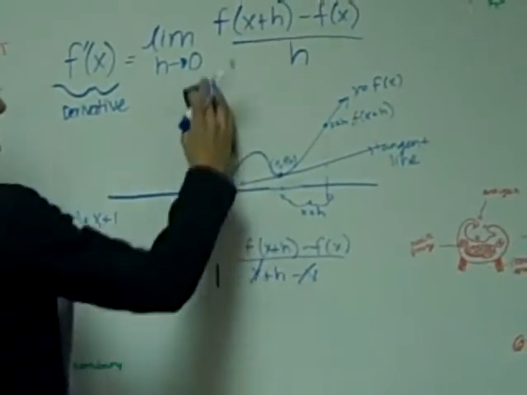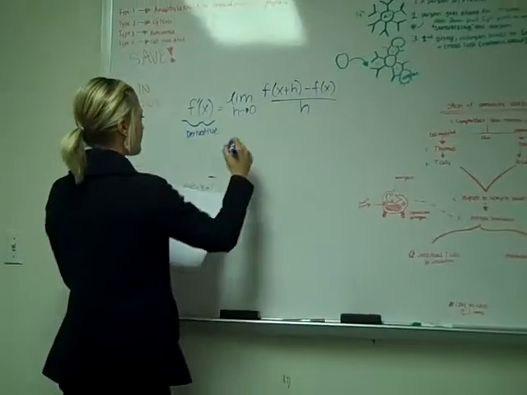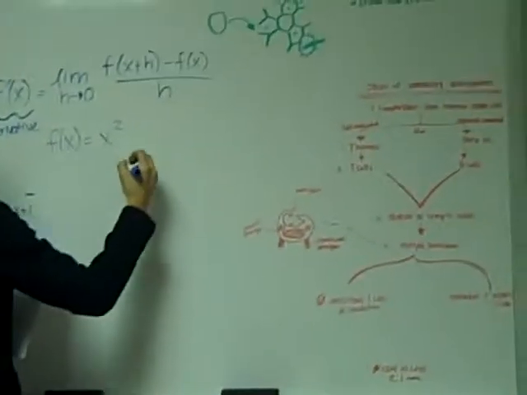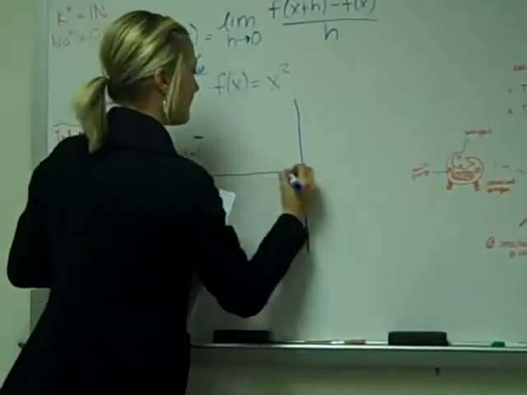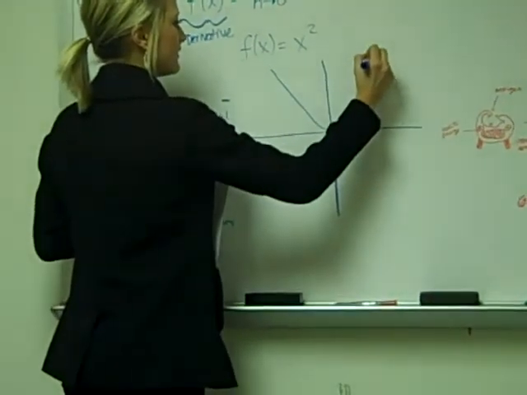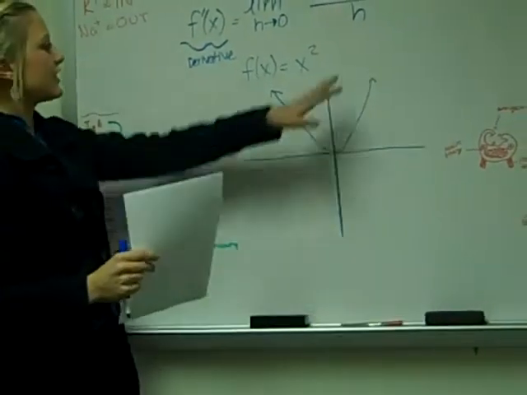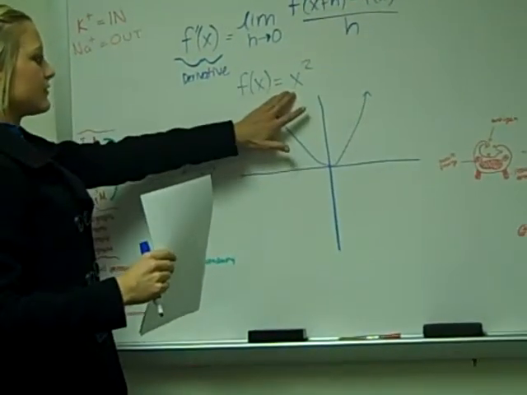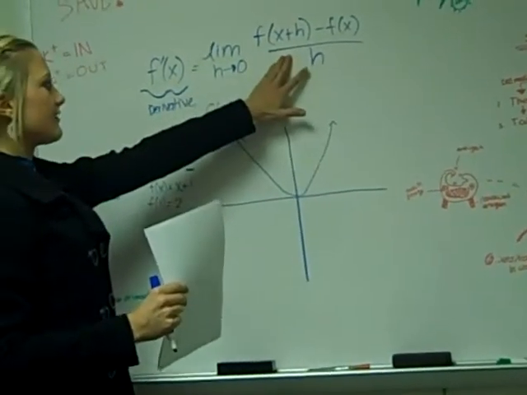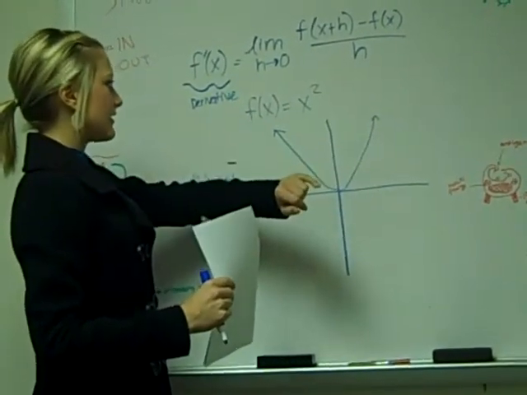So let's do one example. Alright, so we have the equation f of x equals x squared. If you can recall, the graph of that equation looks like this. Okay, but the graph is not important at this point. So you're going to use this to find the derivative of this equation. So like before, I had f of x plus h minus f of x, because my coordinates over here were x.